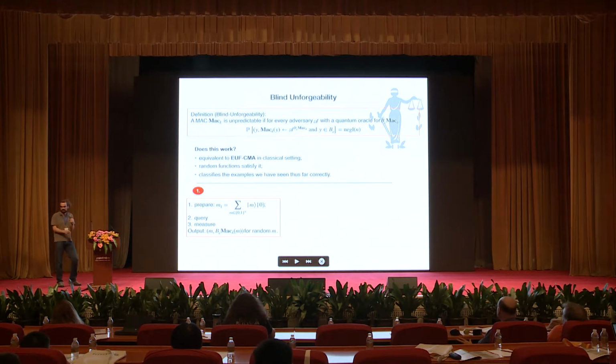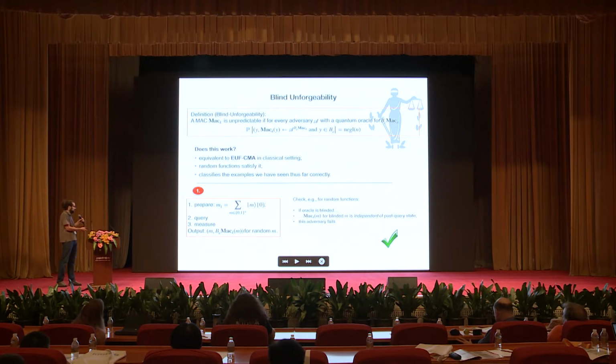But then in addition, it actually classifies the examples we have seen of functions correctly as broken or secure. This is the very simple one where the adversary just queries the uniform superposition and then measures and outputs a random input-output pair. There, the adversary outputs m comma bottom if it turns up a blinded message, and otherwise it will output a message that's not blinded and then a correct tag. So it will never succeed.